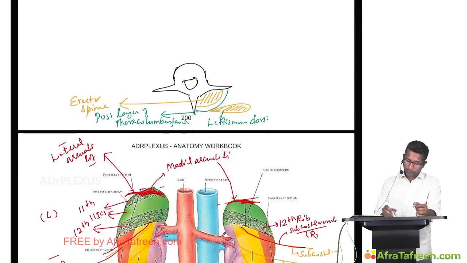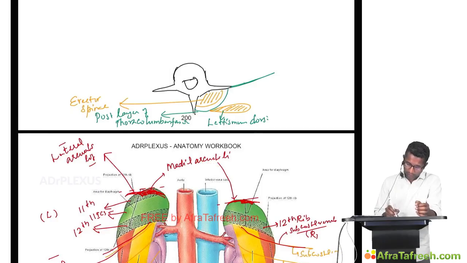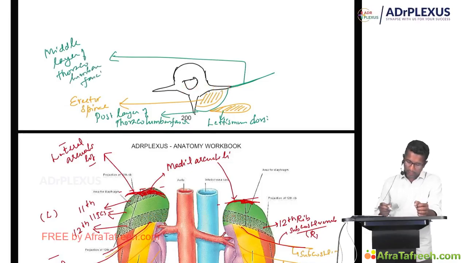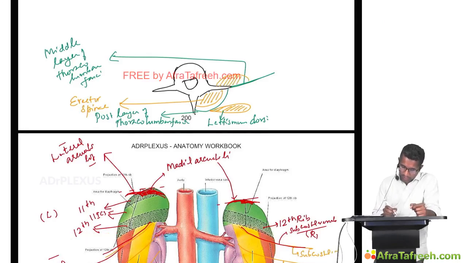Okay, attached to the tip of the transverse process is nothing but the middle layer of the thoracolumbar fascia. So what is this layer called? This layer is called the middle layer of the thoracolumbar fascia. Arising from the transverse process and from the middle layer of thoracolumbar fascia is this muscle, and this muscle is called the quadratus lumborum muscle.